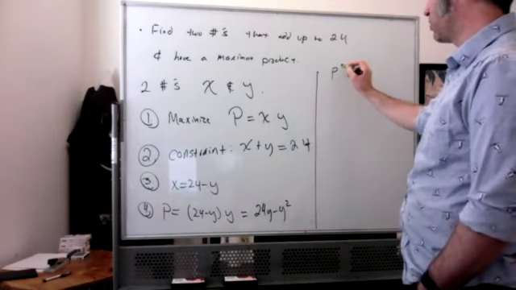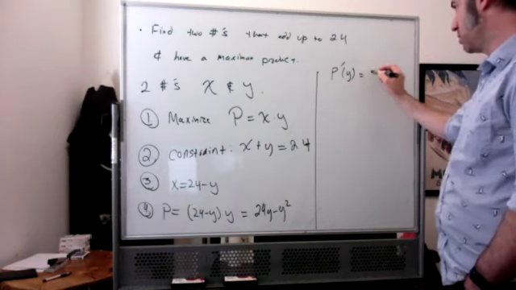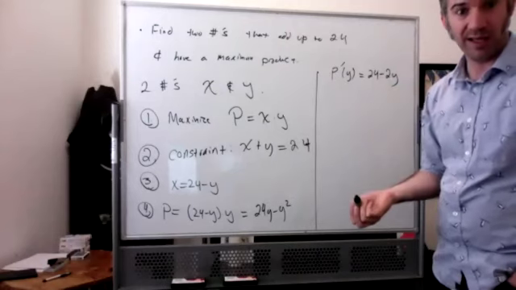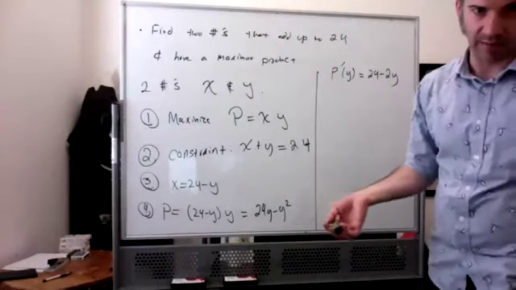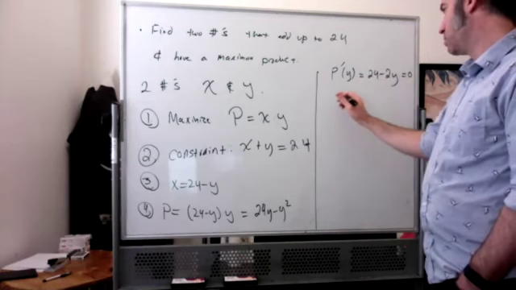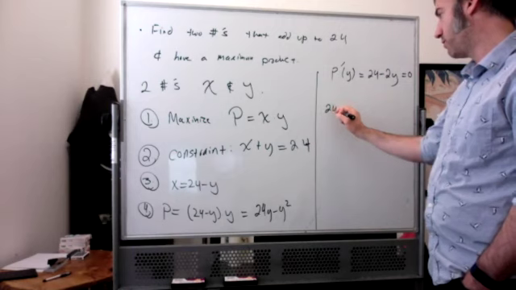We're going to find the derivative. P prime of y is going to be 24 minus 2y. We're going to set that equal to 0 or undefined, but again, this is never undefined. And so we're going to get, let's see, y equals 12.